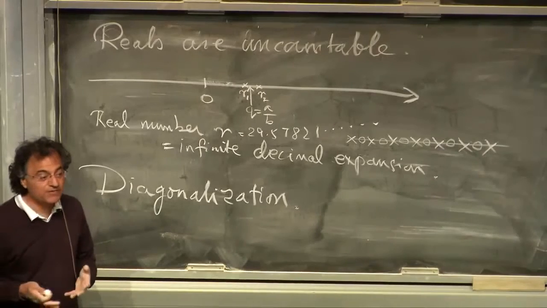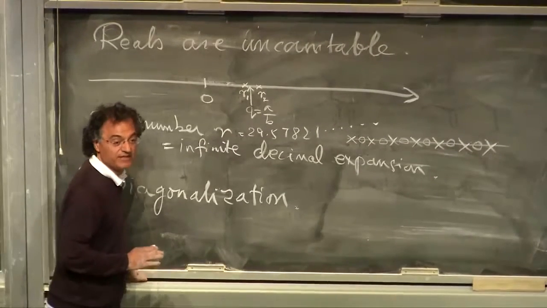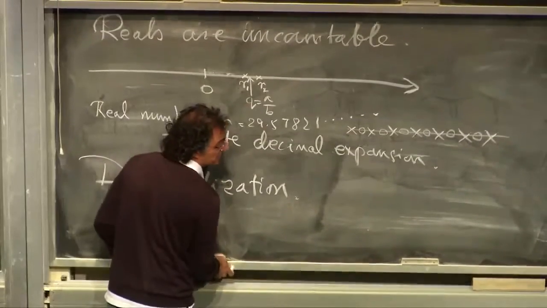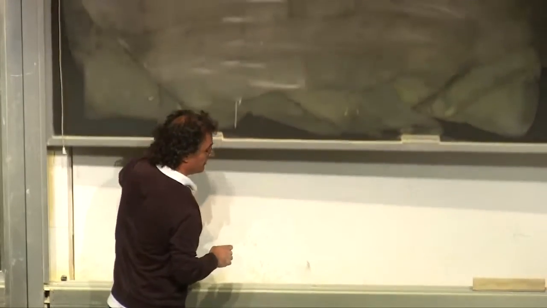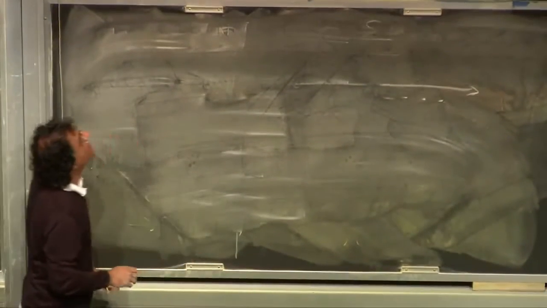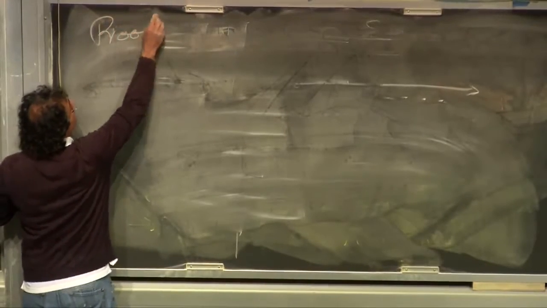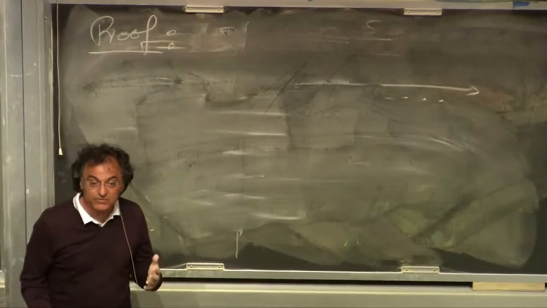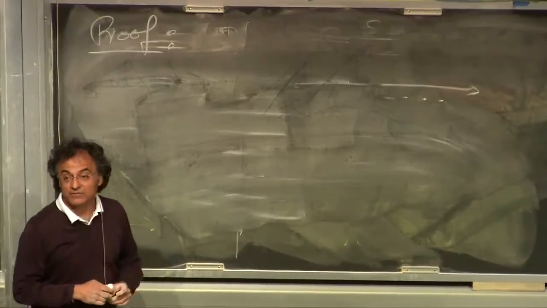And it's a very powerful proof technique. It's a very interesting proof technique. And the way it works is like this. So to prove that the reals are uncountable, we prove it like this, by diagonalization. We first start by contradiction, and we assume that the real numbers are countable.